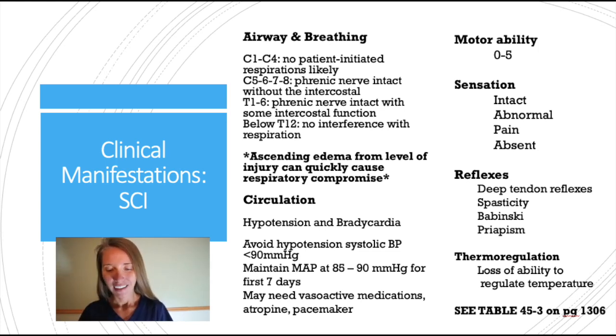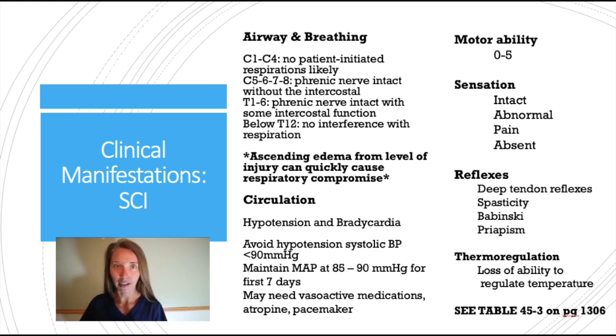Below T12, there's usually no interference with respiration. Keep in mind that your patient, no matter where their injury is, can have ascending edema. In other words, swelling and secondary injury can occur above the level of injury. So if you have a T6 injury, edema and swelling can occur above that T6 injury and can cause respiratory compromise, right? It can affect the nerves that are responsible for respiration.